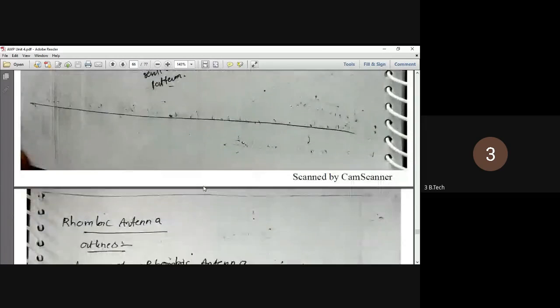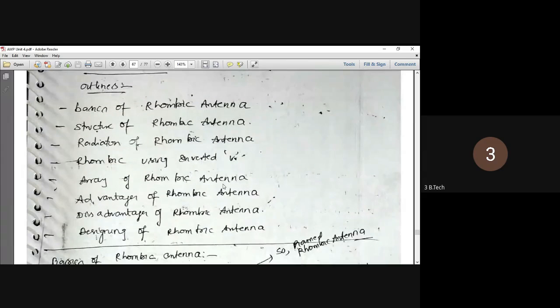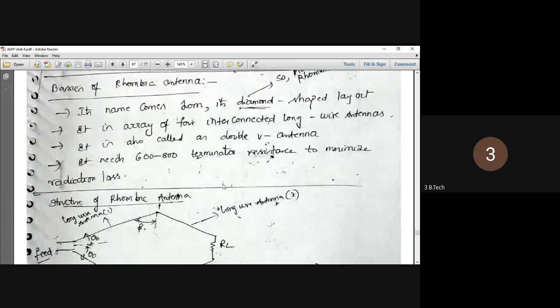Don't forget. Right. So the other category is the rhombic antenna. Here you can study the basics of the rhombic antenna, structure of the rhombic antenna, radiation of the rhombic antenna using inverted V, array of rhombic antenna, advantages of the rhombic antenna, disadvantages and designing. So this completes the rhombic antenna.